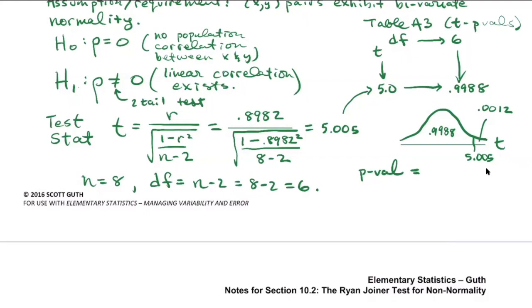The tools we use have no idea of that. You have to do this yourself. So it's 2 times 0.0012. So that's going to be 0.0024.